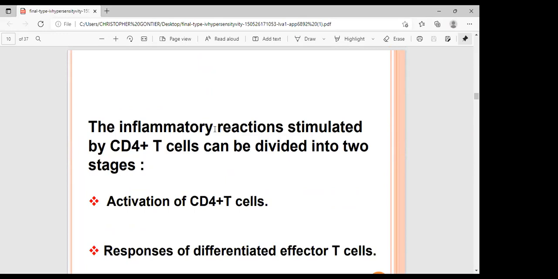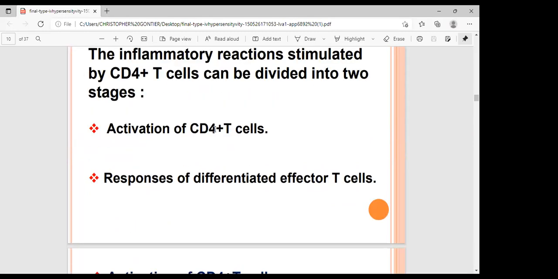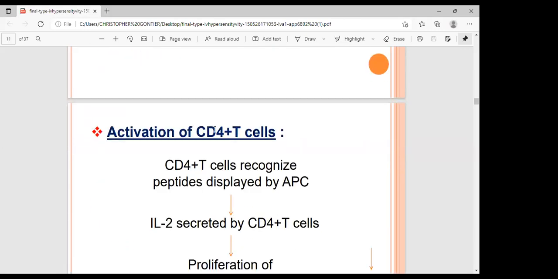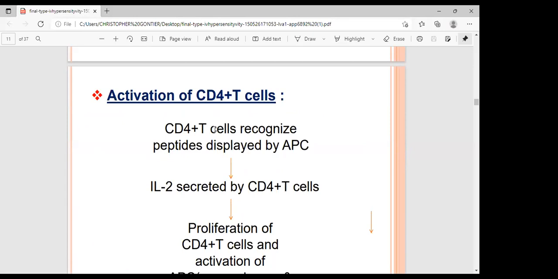Okay, so inflammatory reactions stimulated by CD4 plus T cells can be divided into stages: activation of the CD4 plus T cell, followed by responses of differentiated effector T cells that will bring about the immune response. So let's look at this one. Activation of CD4 plus T cells. Classically, they recognize peptides displayed by an antigen. What's crucial is that interleukin-2 enhances the recruitment, differentiation and proliferation of other T lymphocytes.